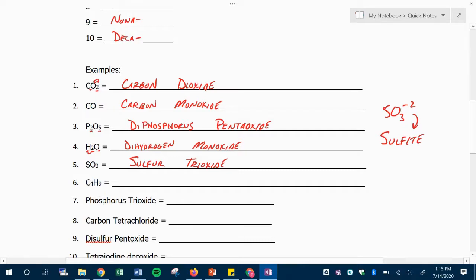All right, our next one, we've got C4H9. The C4 part would be tetracarbon. And then the H9 part, so 9 is nona, so it would be nonahydride.